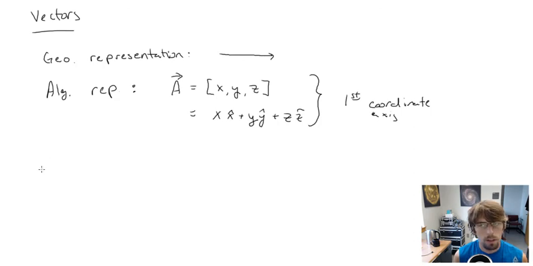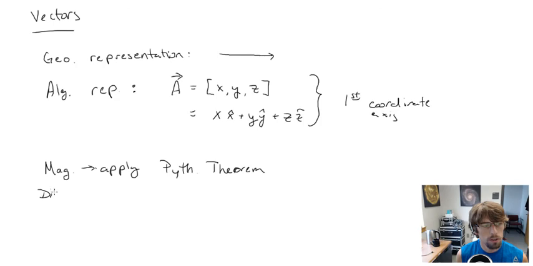And the last thing is talking about how to take the algebraic representation and turning it into a magnitude and direction. So if you have the algebraic representation, to get the magnitude, you apply something like the Pythagorean theorem. And if you need the direction, you're generally talking about a trig function, usually tangent.